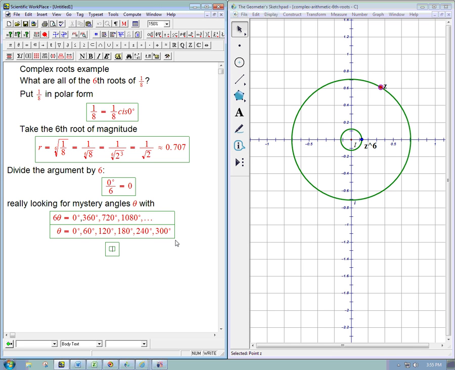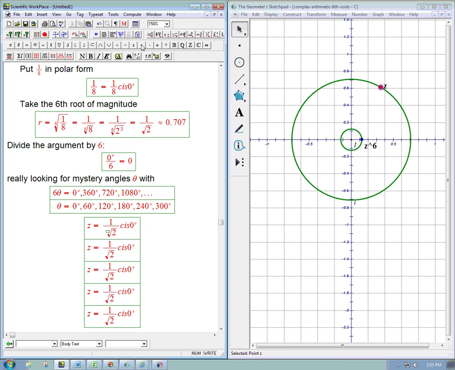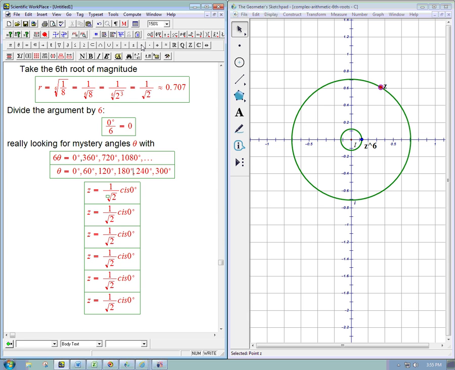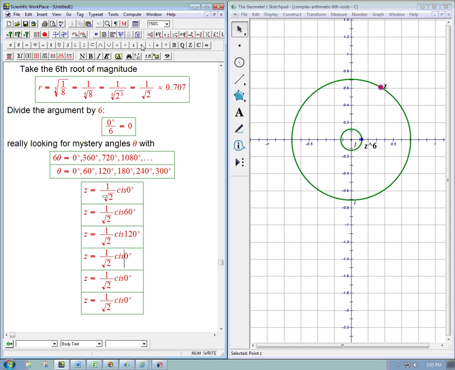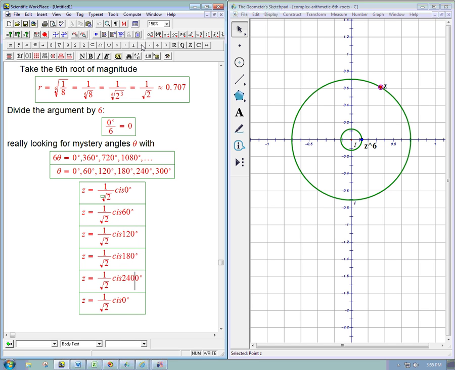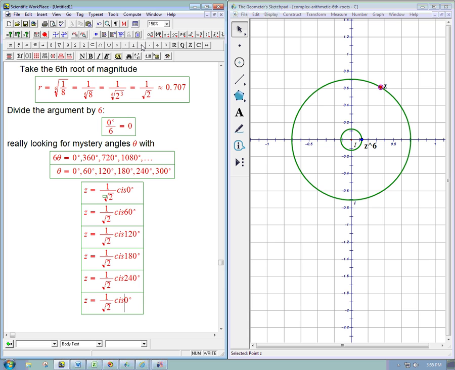Okay, so in polar form, all our answers are going to be of the form 1 over root 2 cis of all these angles. So let me just write those down. Cis 0, z equals, let me just copy and paste to make it a little faster. Actually, let me copy and paste the whole thing. And that's 6. Okay. So 0, 60, 120, 180, 240. Whoa, not 2400. And 300. Okay. And now we just have to actually see what those are.